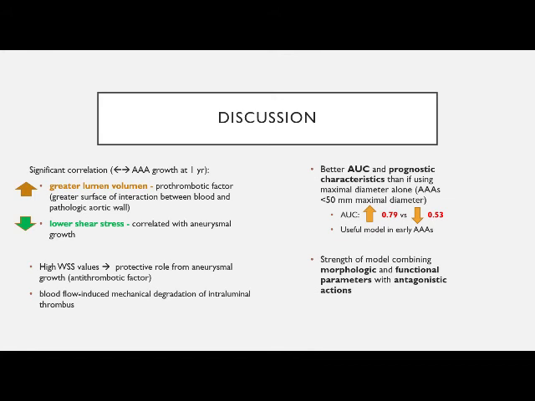Once again, we have better AUC and prognostic characteristics than the maximal diameter for the aneurysms smaller than 5 centimeters in maximal diameter. So this is interesting because when we're looking at the aneurysms that are smaller than 5 centimeters in maximal diameter or 50 millimeters, then here if you compare the AUC, it's 0.79 versus 0.53. So what they're saying is that this is suggesting that this model may be useful for measuring earlier stage aneurysms.